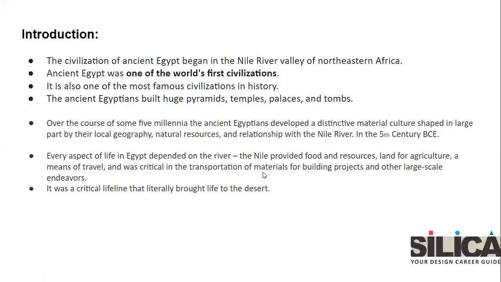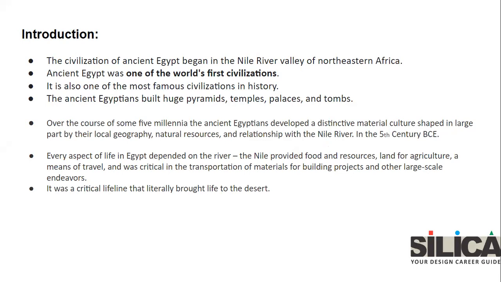The civilization of ancient Egypt began in the Nile River Valley of northeastern Africa. Ancient Egypt was one of the world's first civilizations. It is also one of the most famous civilizations in history. The ancient Egyptians built huge pyramids, temples, palaces, and tombs.